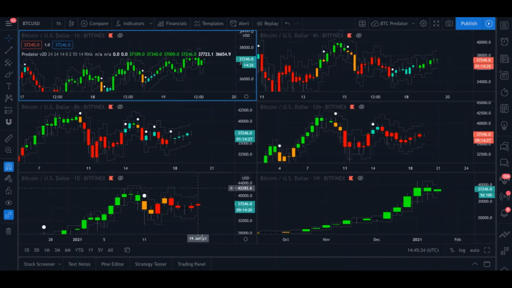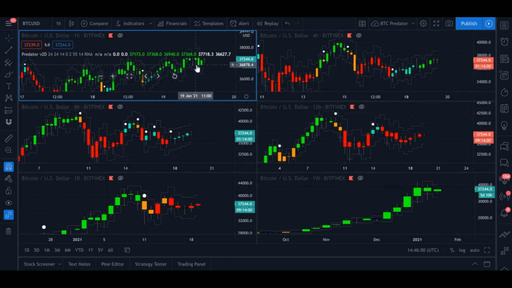Now, how Phil B likes to use Predator is across multiple time frames. So it is possible in TradingView to set up a dashboard like this by selecting the layout option here. And you can select different time frames for Predator. You can see here running from the 1 hour all the way to the weekly. And that allows you to see whether there is confluence in what Predator is telling us.